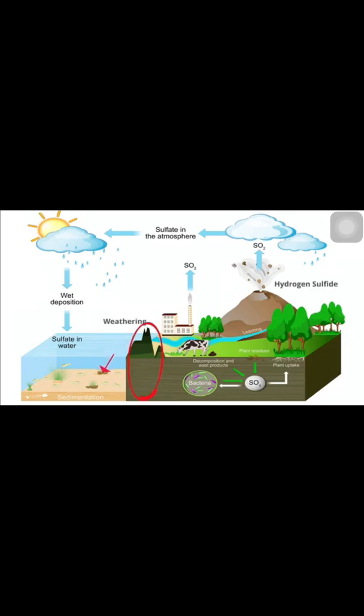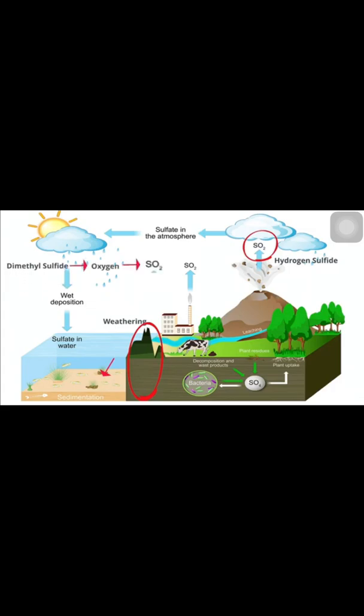In addition, hydrogen sulfide and sulfur dioxide gas are released into the atmosphere during volcanic eruptions, from hot springs, and from the decay of biological materials in swamps. Marine algae produce dimethyl sulfide that enters the atmosphere as tiny droplets.